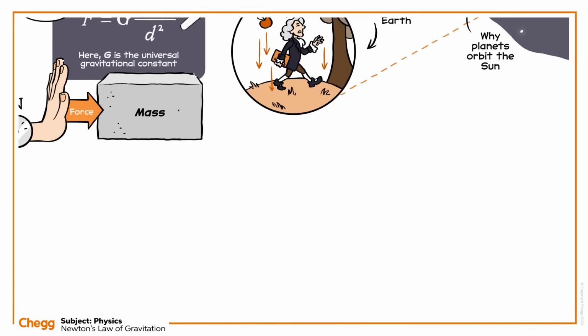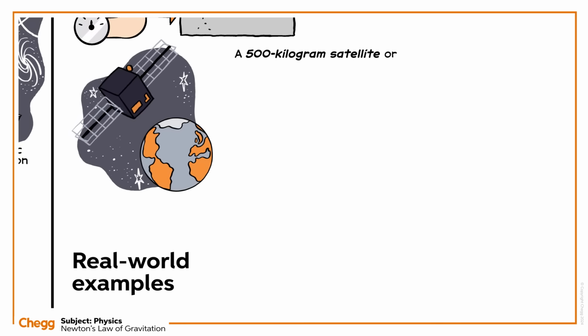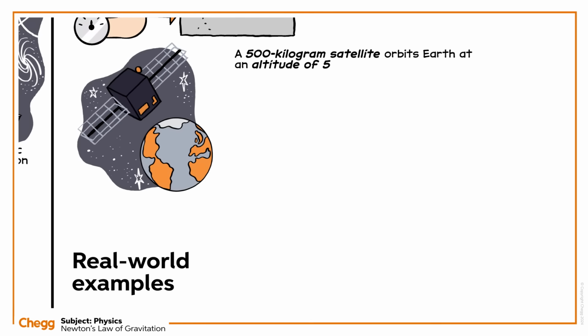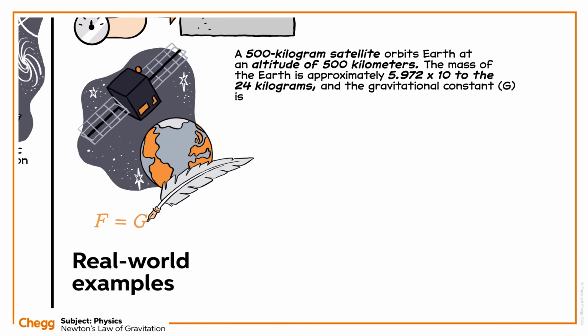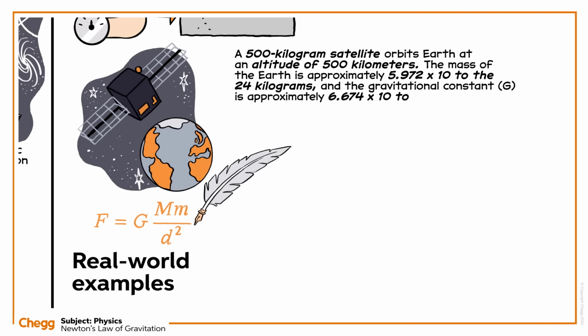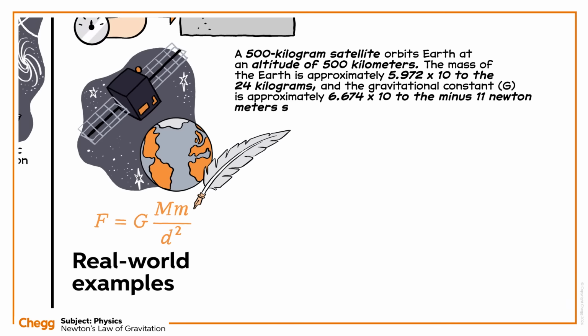Now for a worked example. A 500 kilogram satellite orbits Earth at an altitude of 500 kilometers. The mass of the Earth is approximately 5.972 times 10 to the 24 kilograms, and the gravitational constant G is approximately 6.674 times 10 to the minus 11 Newton meters squared per kilogram squared.